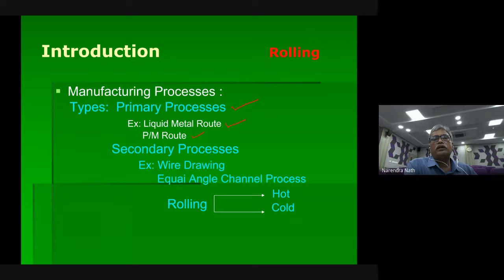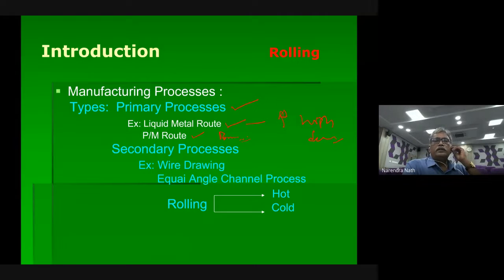When we talk of the liquid metal route, we can get very high density, closer to our theoretical density. When you choose the powder metallurgy route, if you are doing cold compacting, normally porosity is there, and this porosity you cannot totally eliminate. Or if you go for hot isostatic pressing, you can achieve a near net shape product with very high density.